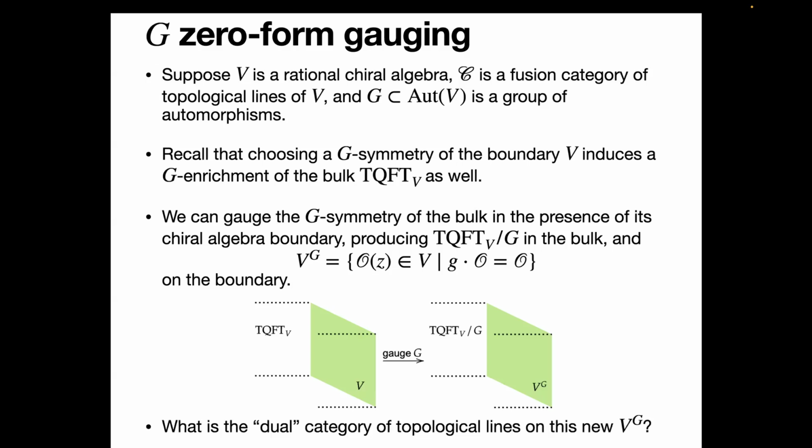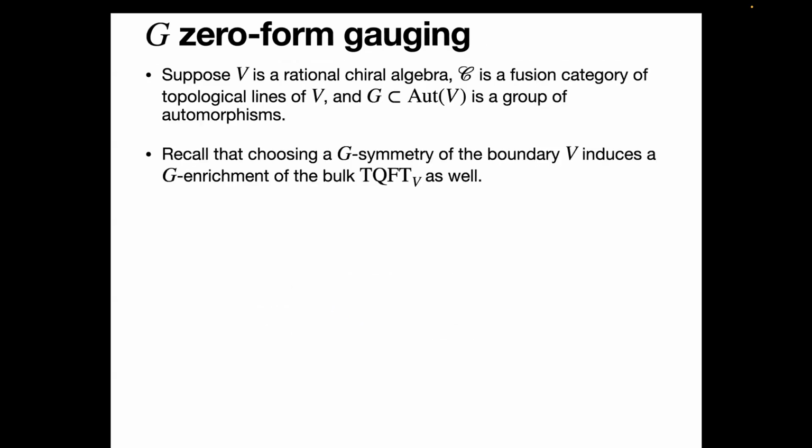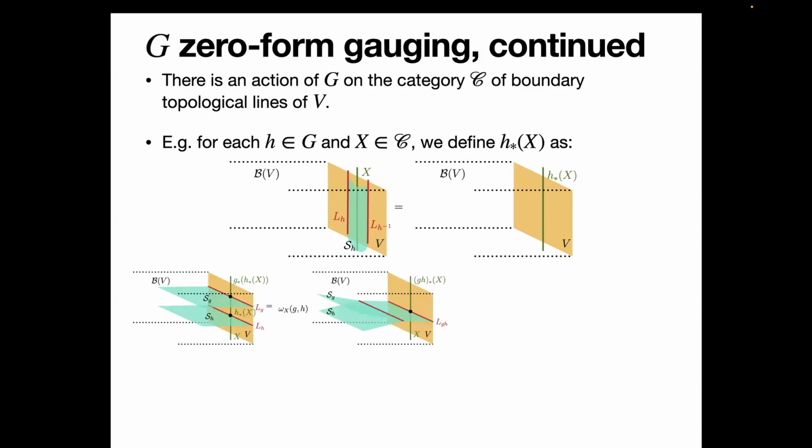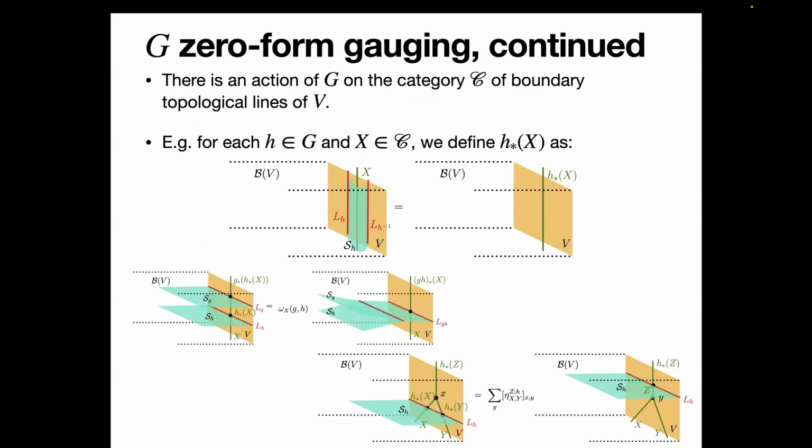Okay. So what's the dual category of topological lines on this VG chiral algebra boundary condition? To describe that, let me note that G acts on the boundary lines. Remember, this G symmetry is implemented by surfaces that can anchor on the boundary. So I can take a half cylinder of this G surface and surround any boundary line with it and produce a new boundary line. Technically, a G action involves not just that, but some further coherence or structure maps, like the numbers you get when you do these manipulations, but these are details that don't matter.